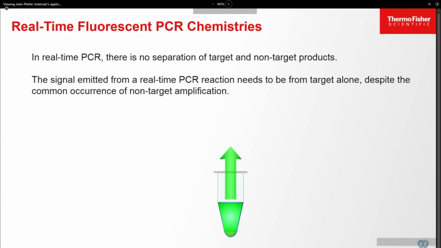With real-time PCR, there is no physical separation of target and non-target. Everything stays inside the tube. There are no gels inside the real-time instrument. So this presents a challenge to all of us users. We need a way to generate signal from the real-time PCR reaction that only comes from target, despite the fact that PCR routinely amplifies non-target.